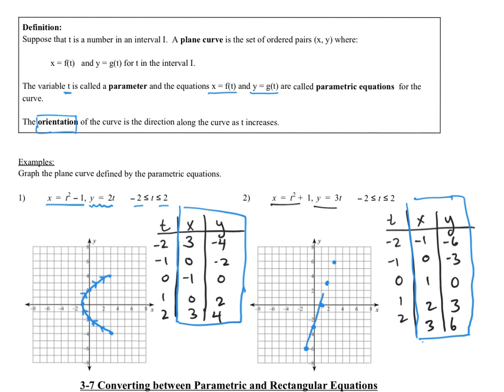What we have actually appears to be a line. But again, we need to remember to mark the orientation with arrows so that we know which direction this travels. Let me know if you have any questions.